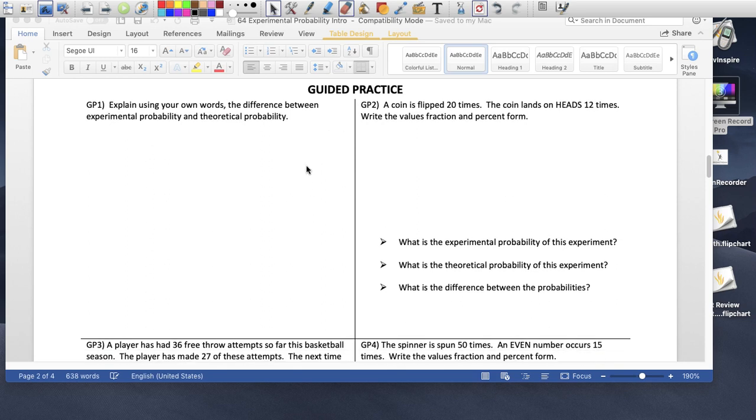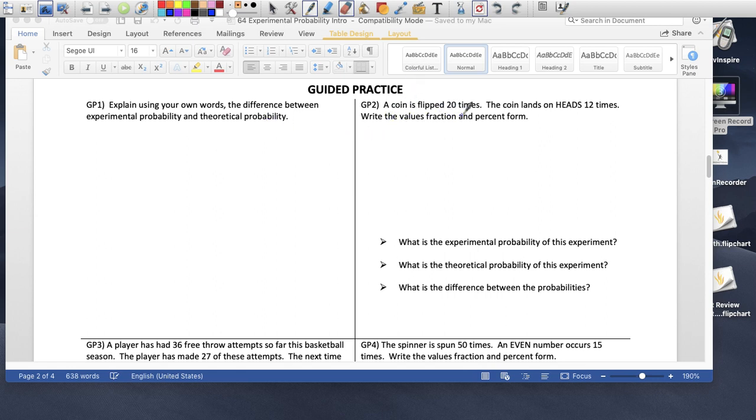Explain in your own words: what is the difference between experimental and theoretical probability? You can write that down. Experimental obviously is based on an experiment, and theoretical is based on facts before you actually perform the experiment. So you can write that down.